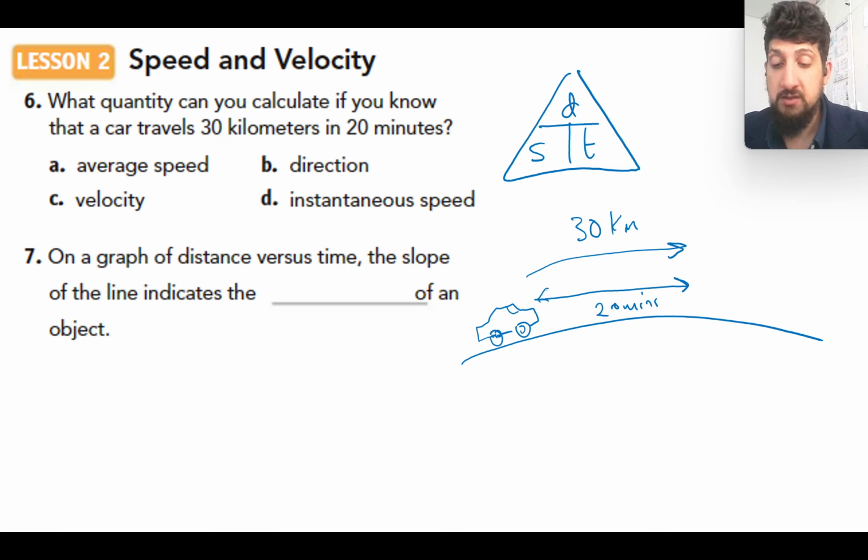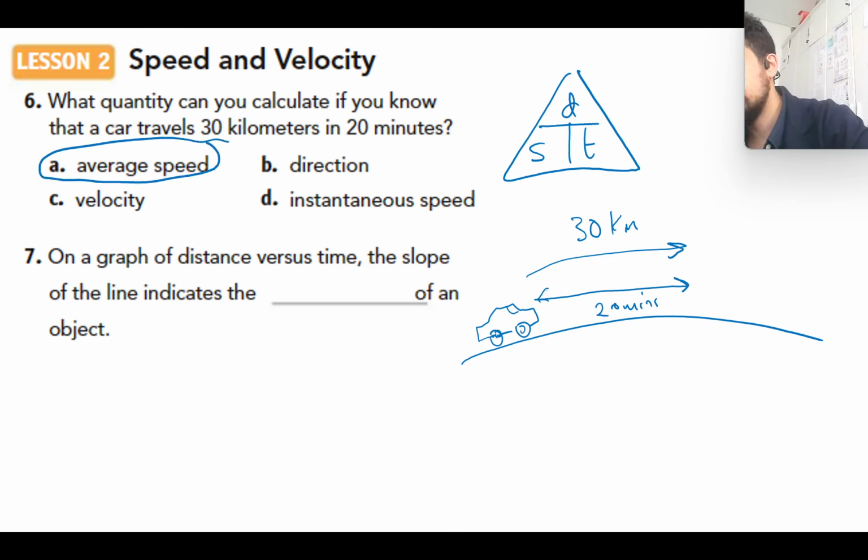We don't have the speed. But I can calculate the speed. Oh, I can calculate the average speed. Indeed, I can. And it's the average speed because it's the speed for the whole journey. I don't know if I slowed down and I sped up and I stopped at a traffic light, I went to the shop. I don't know any of those things. What I know is I know the total distance and the total time.